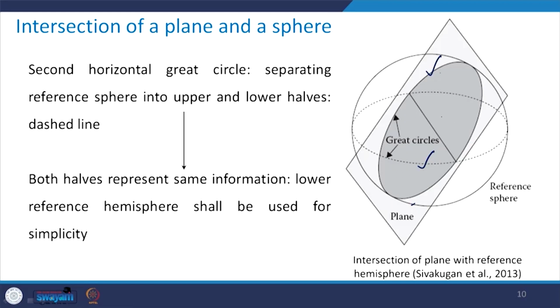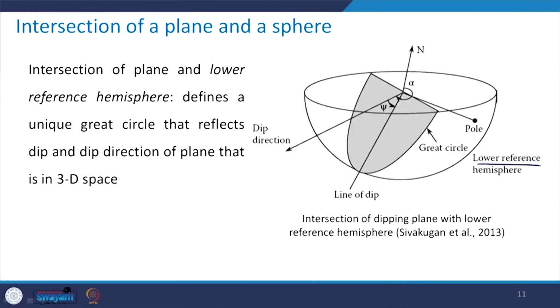Now, take a look at this line. This portion will lie in the upper hemisphere and this portion will lie in the lower hemisphere, but the plane is the same. So, both of these hemispheres give me the same information. Therefore, why have this duplicate representation? In order to avoid that, from now onwards we will take the lower reference hemisphere for representation of all the geological data, for simplicity. So, now we have done away with the upper portion of the reference hemisphere, and we have only the lower reference hemisphere.